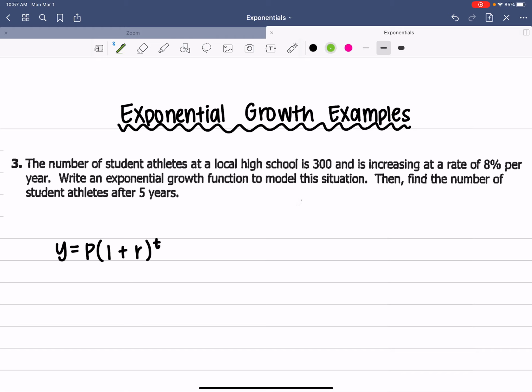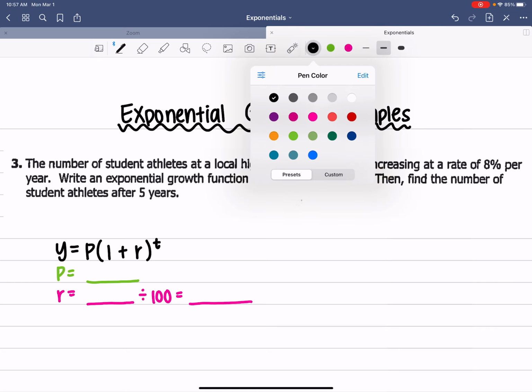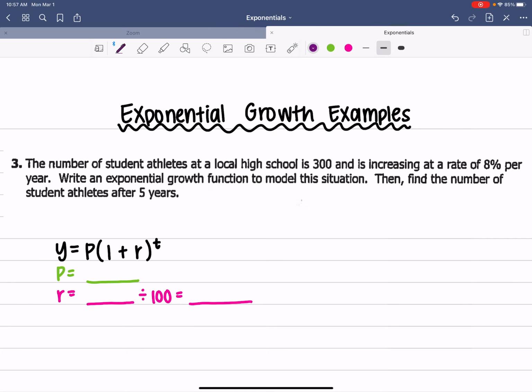So we need to know the principal or the initial value. We need to know the rate as a percent so we can turn it into a decimal by dividing it by 100. And we need to know what amount of time we are given as the exponent.